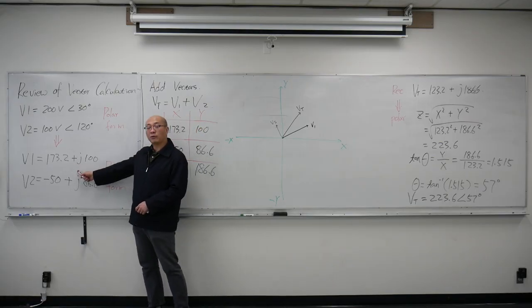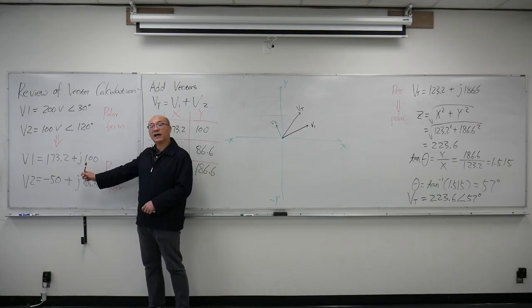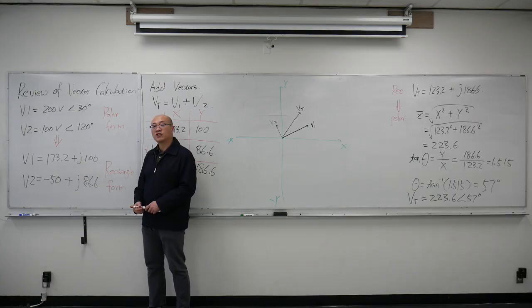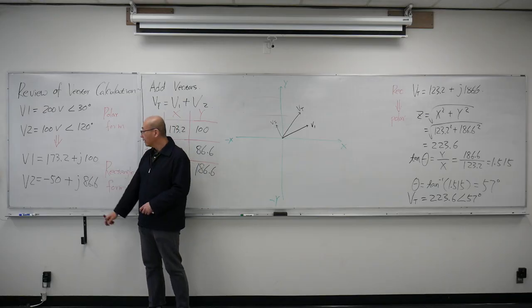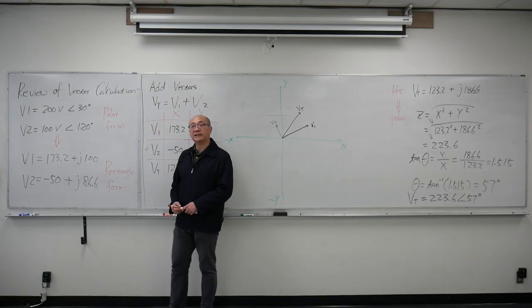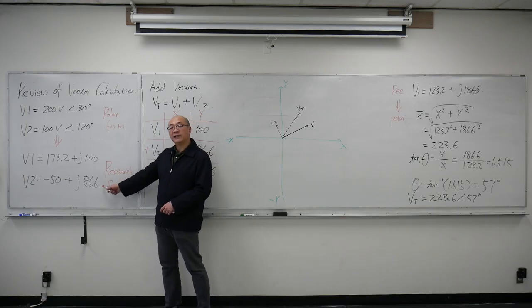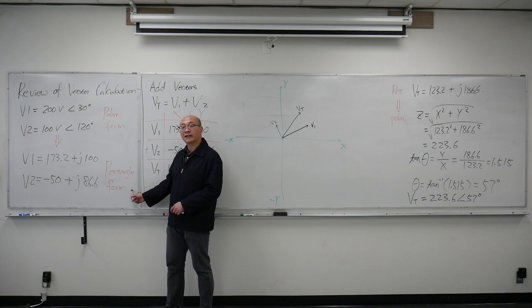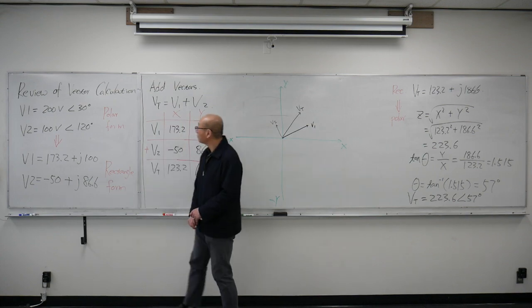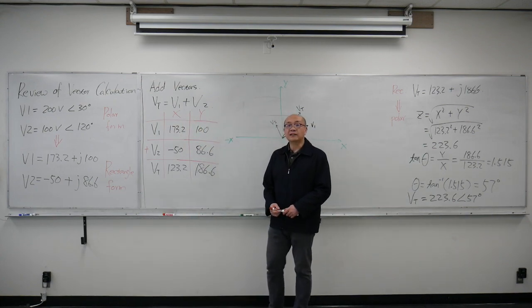I transfer the first one, vector 1 is going to be 173.2 plus j100. Vector 2 is going to be negative 50 plus j86.6. The vector written in here is considered rectangular form. When adding or subtracting vectors, we're always using the vectors in rectangular form.